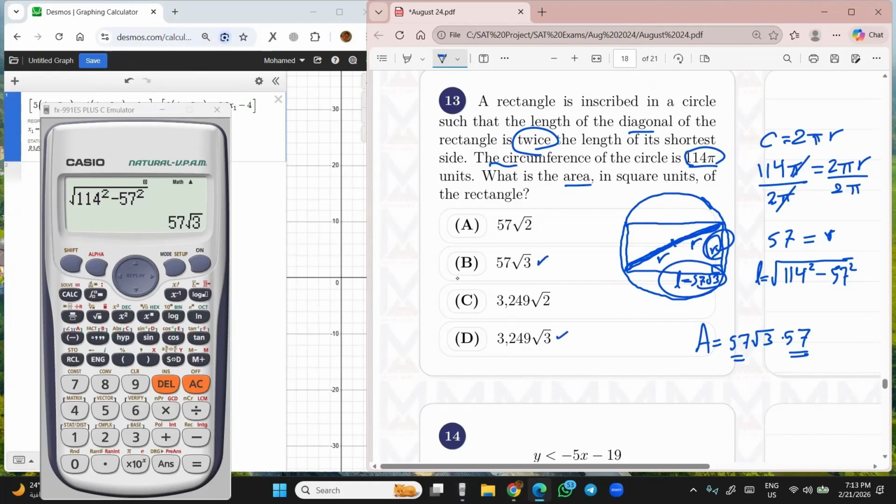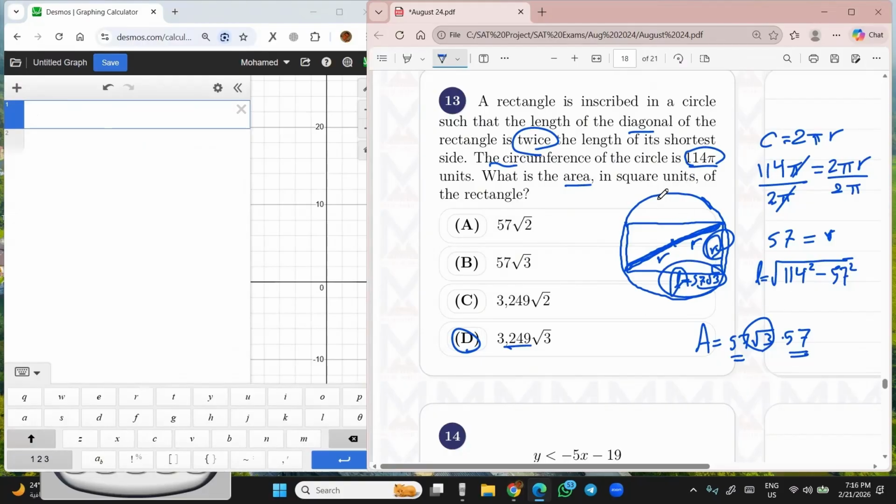The answer is one of these answers, B or D. But of course, it cannot be B because 57 is multiplied twice. You can just multiply 57 by itself or just make it squared. You can get 3,249. And then we insert the square root 3. So the answer is letter D.